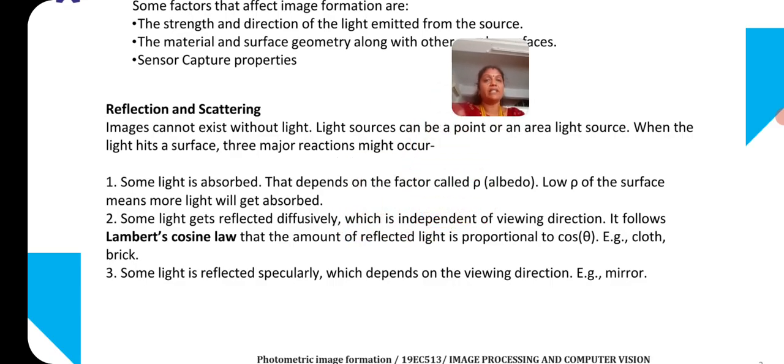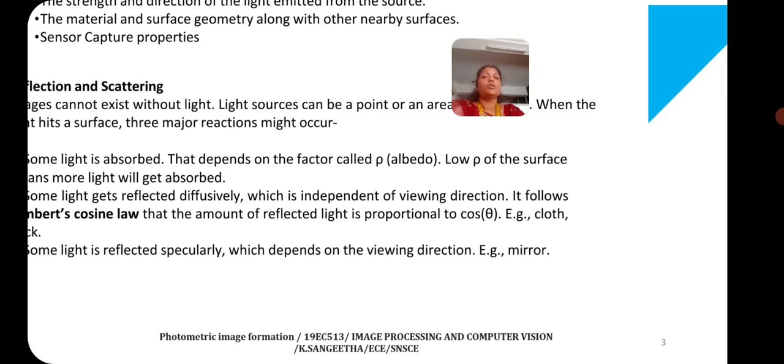When the light hits a surface, three major reactions might occur. First, some light is absorbed. That depends on a factor called rho, and a low rho of the surface means more light will get absorbed. Some light gets reflected diffusely, which is independent of viewing direction. It follows Lambert's cosine law, that the amount of reflected light is proportional to cos theta. Examples are cloth and brick. Some light is reflected specularly, which depends on the viewing direction. Example, a mirror.